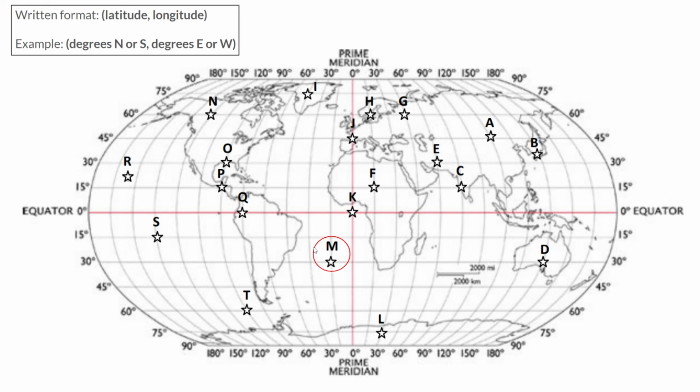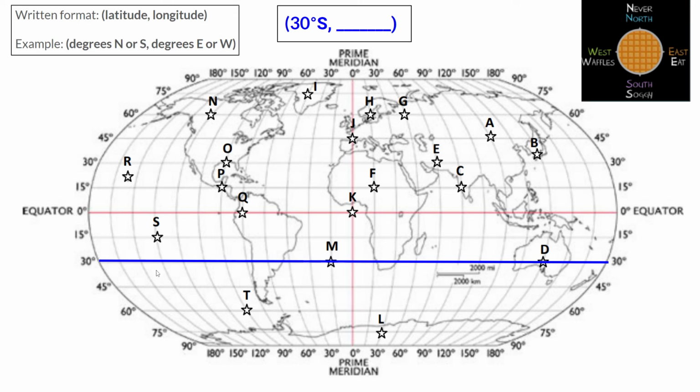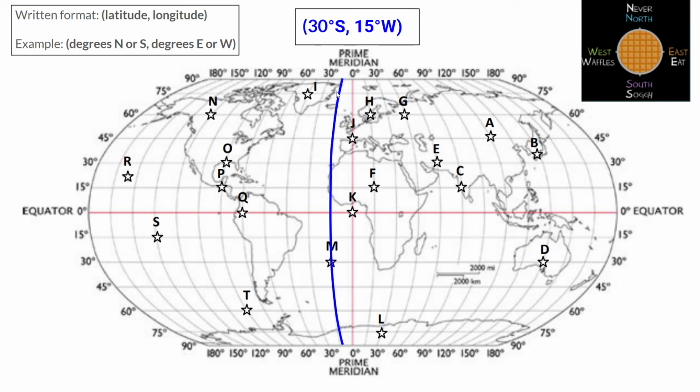Okay, what about M? Well, first, once again, I need to figure out how many degrees north or south of the equator M is, my latitude. So it looks like M is 30 degrees south of the equator this time. So I'm going to write 30 degrees south first. And then now I have to find how many degrees east or west of the prime meridian M is. And it looks like this is 15 degrees west of the prime meridian. Remember, you never eat soggy waffles, okay? This side of the prime meridian is west. So that means M is 30 degrees south of the equator and 15 degrees west of the prime meridian.